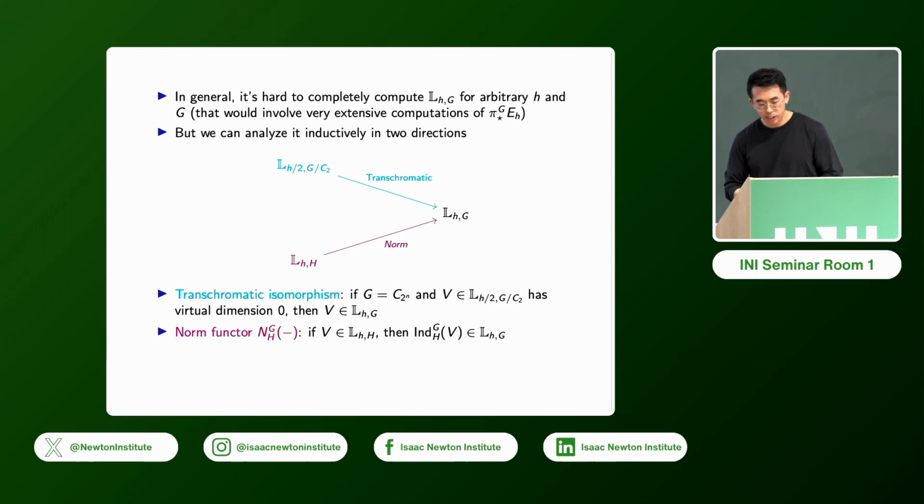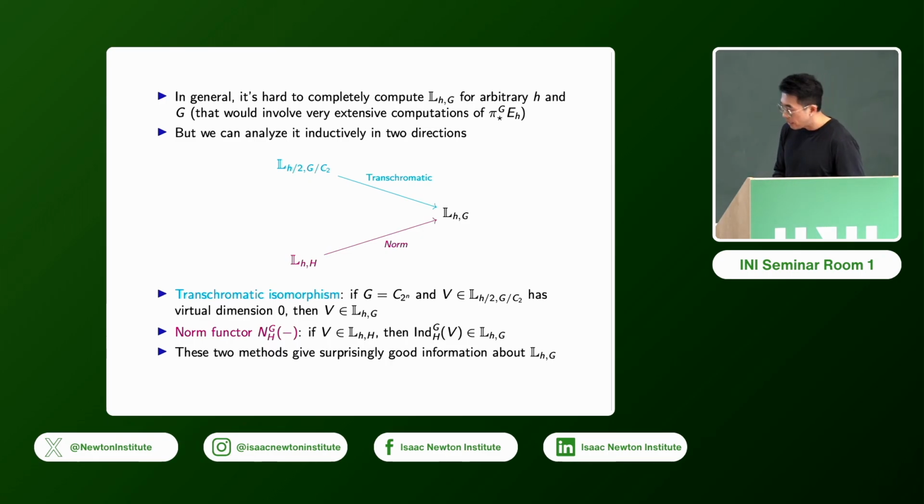And the other direction is by the norm functor, which many people talked about, and in particular, Mike talked about it yesterday. So what does the norm do? If H is a subgroup of G, and if I have a periodicity V in this lattice, then I can norm it up, and norm acts by induction. So the induced representation of V has to be a periodicity in this bigger lattice. So these are two directions I can use to attack this bigger lattice using the information for the smaller ones. And surprisingly, these two methods give very good information about the bigger lattice.